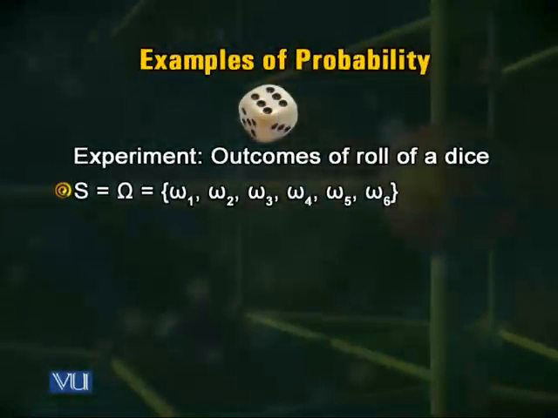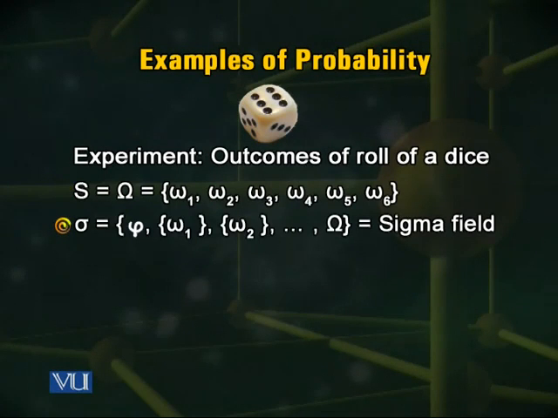Its sample space is the set of all possible outcomes. Let's call this sample space capital omega to contain 6 elements, omega 1, omega 2, omega 3, omega 4, 5, and 6. What about its sigma field? Since it's a finite set, its sigma field will contain all possible subsets of this sample space, which will include singletons. Events like the top face had 2 dots, or the top face had 6 dots. And it will also include complex events like the outcome was an even number of dots, or the outcome was an odd number of dots, or the outcome was anything but 6.